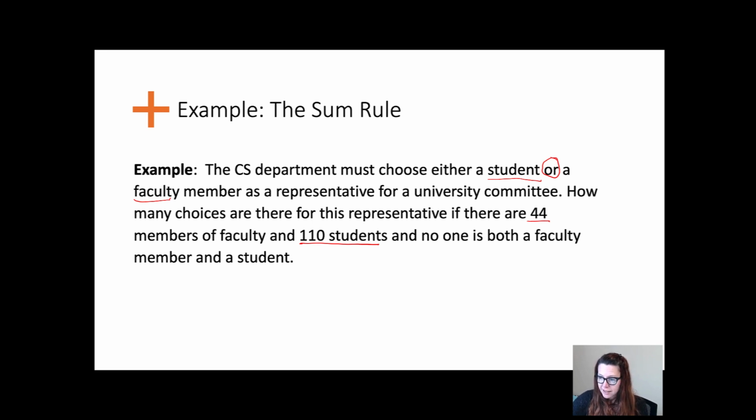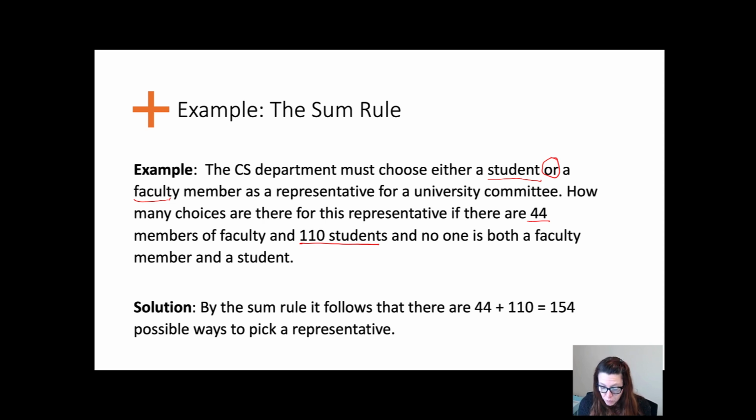Okay, so Adam's already got us, and in fact, by the sum rule, he's absolutely right. It follows that there are 44 plus 110, or 154, possible ways to pick that representative.